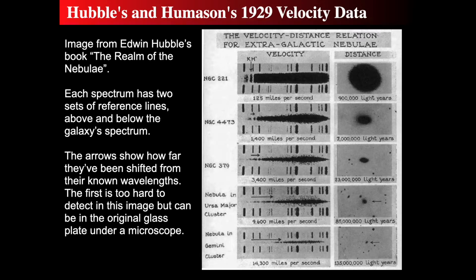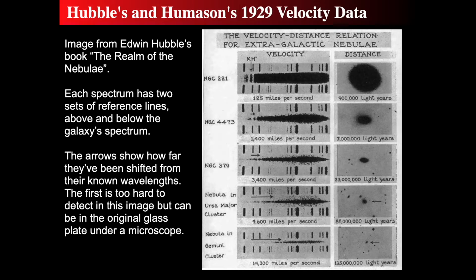For reference, the top one, NGC 221, is a satellite elliptical galaxy of M31, the Andromeda Galaxy. NGC 4473 is an elliptical galaxy located about 50 million light-years away in the constellation Coma Berenices. NGC 379 is a lenticular galaxy in the constellation Pisces.